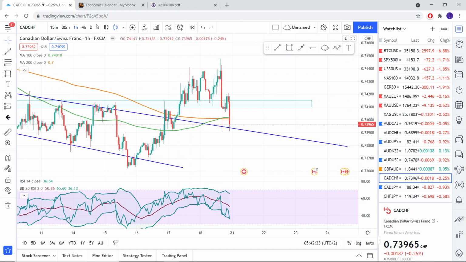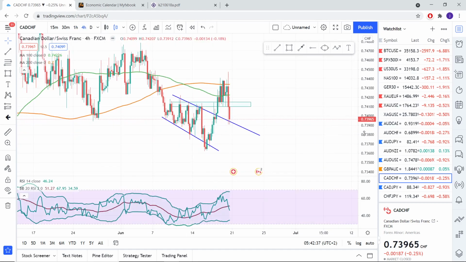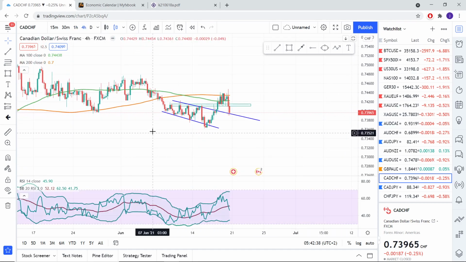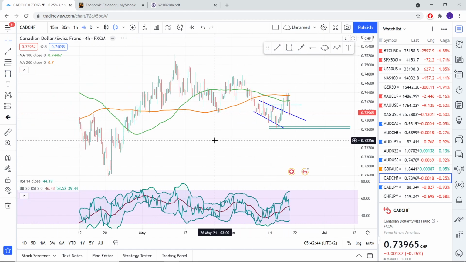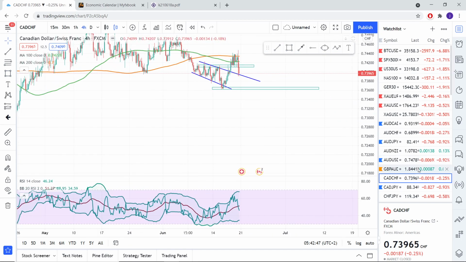So I'm not actually looking at this pair for anything really. I don't see any real setups unless we could actually get a push away from this area, below this support area, and a continuation downwards.